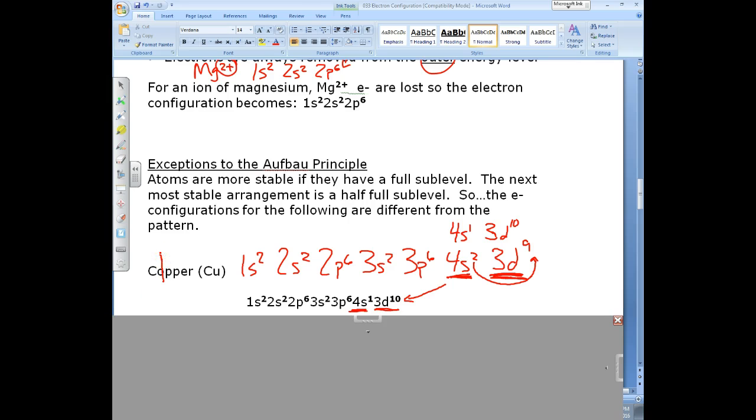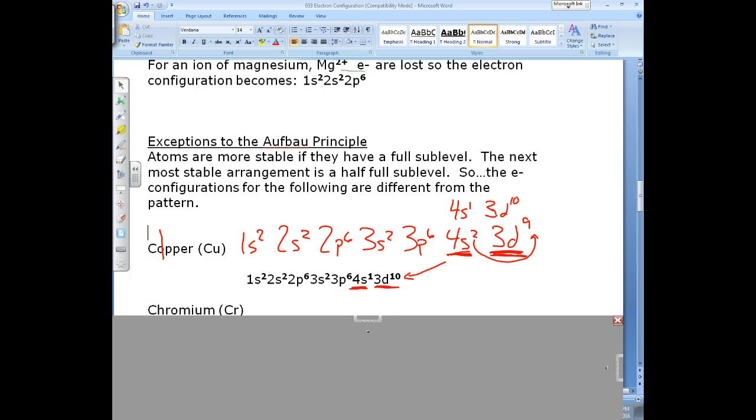Next we have chromium. Try this one out, write its electron configuration like I taught you before, and then see, based on this pattern that we established with copper, if you can predict the electron configuration for chromium. You can pause this video cast to do that now. All right, chromium, as I taught you to do it before, its electron configuration looks like this.